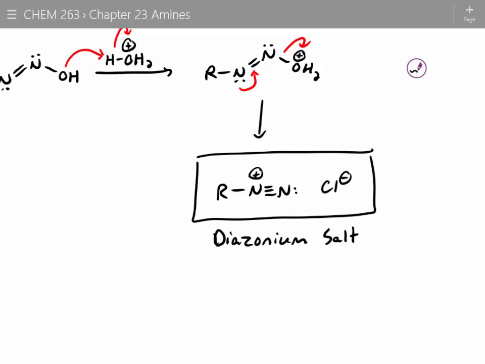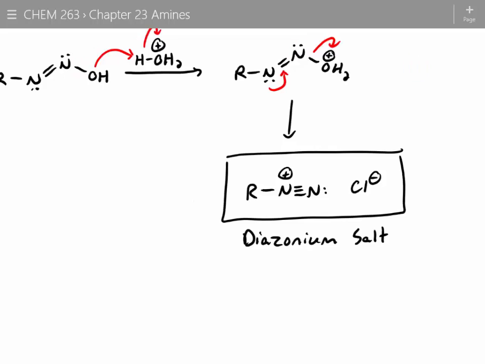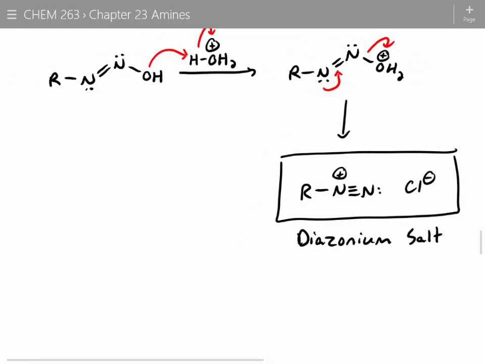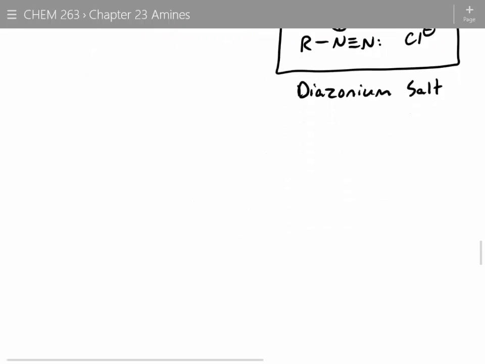These are super, super reactive, right? Do you guys remember me telling you in lab you don't want to let these dry out because they tend to be pretty explosive? Why are they explosive? It wants to be nitrogen gas. So these are really good intermediates because you can expel off nitrogen gas. Let's actually go to secondary amines before we talk about the reactions involving diazonium salts.